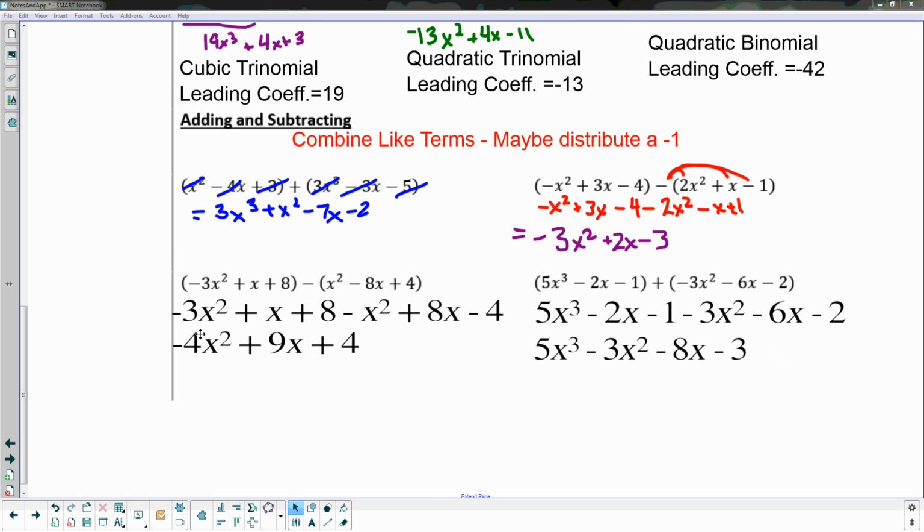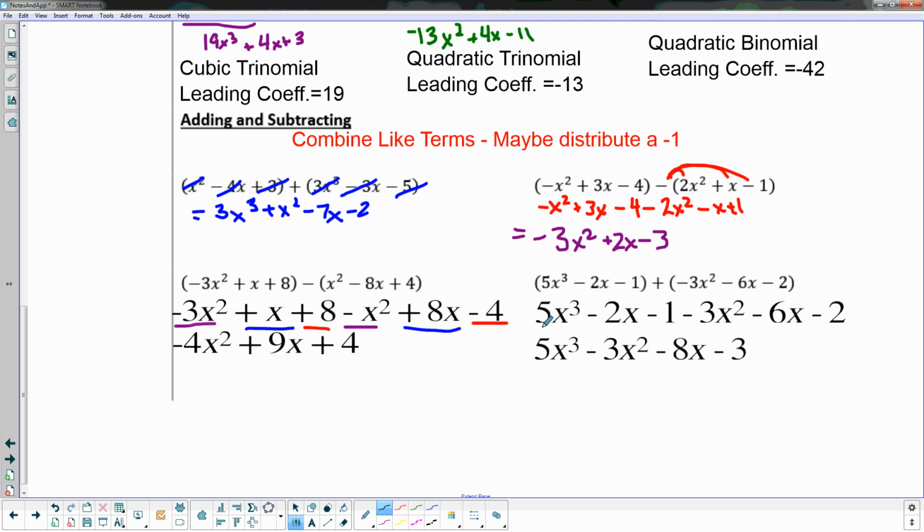Okay, hopefully you had a chance to take care of those 2 problems. In the first one, I went through and distributed the negative, but I noticed I had a negative 3x squared and a negative x squared, and then I had an x and an 8x. Combine those to give me 9x, and lastly, positive 8 and negative 4 to give me positive 4.